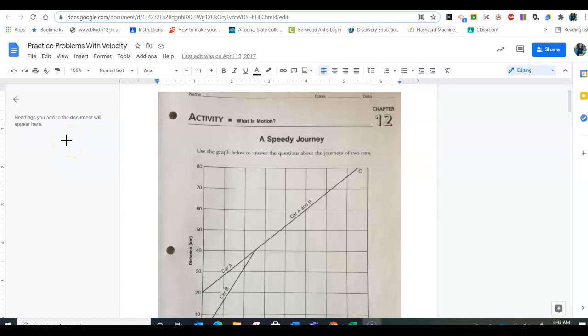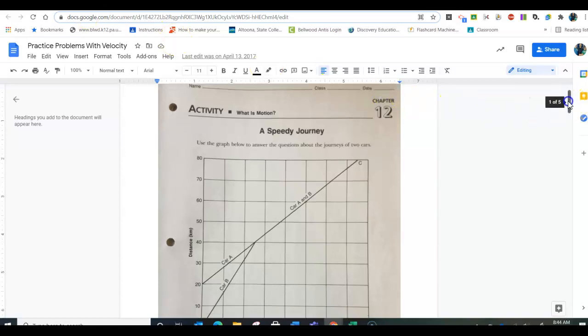Trying to give you guys some help with some of these physics problems. So this first page here is called Speedy Journey. Now this is a distance versus time graph. And you'll notice here there's some questions at the bottom.